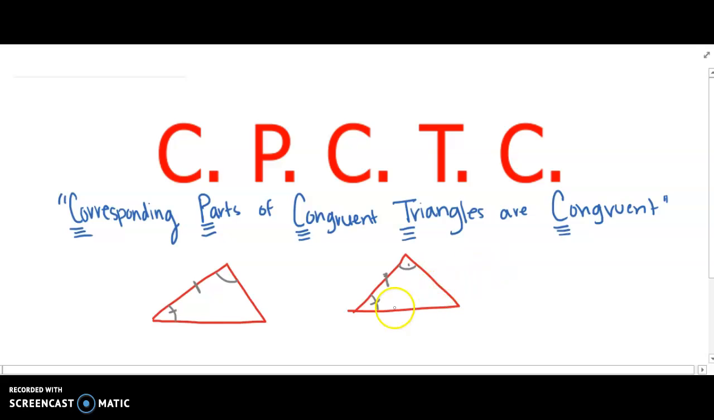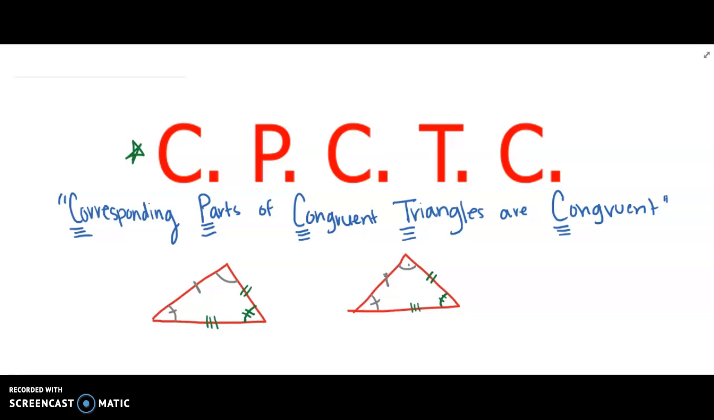Okay, so after we prove these are congruent by angle side angle, by using CPCTC, we could go one step further and say, since we've proved these two triangles are congruent, then this angle has to be congruent to this angle. Or maybe this side has to be congruent to this side, or this side has to be congruent to this side. It's basically saying that because the triangles are congruent, every single part of them is congruent. Okay? Corresponding parts of congruent triangles are congruent.